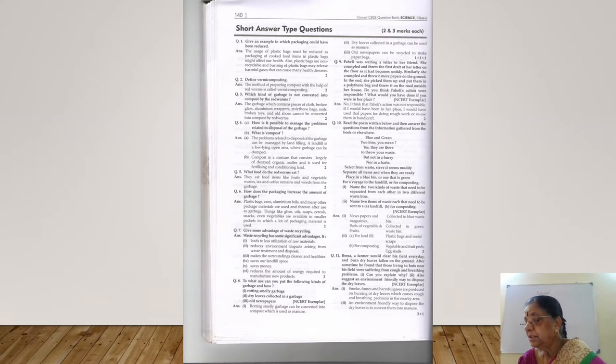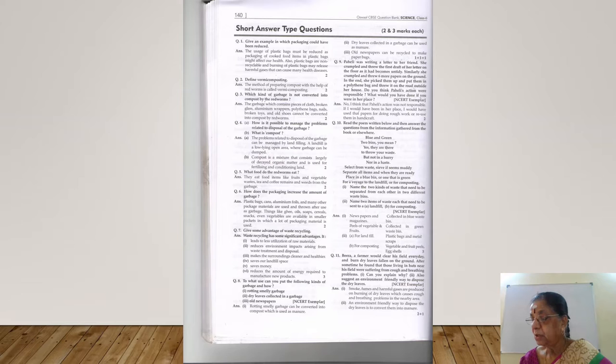What food do the red worms eat? It is all in our book, see. They eat food items like fruit and vegetable waste, tea and coffee remains, and weeds from the garbage. I repeat, they eat food items like fruits, vegetable waste, tea and coffee remains, and weeds from the garbage.